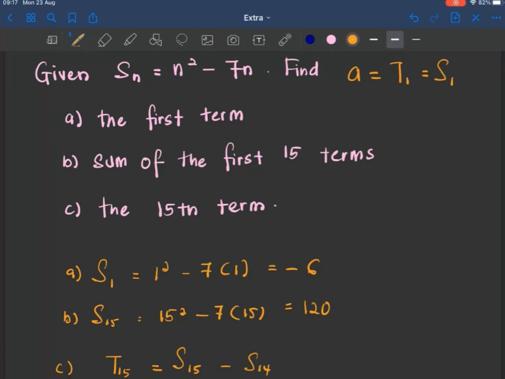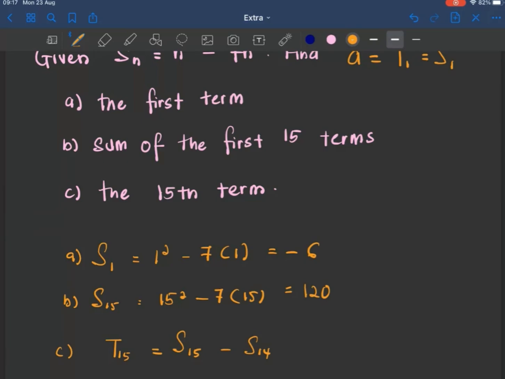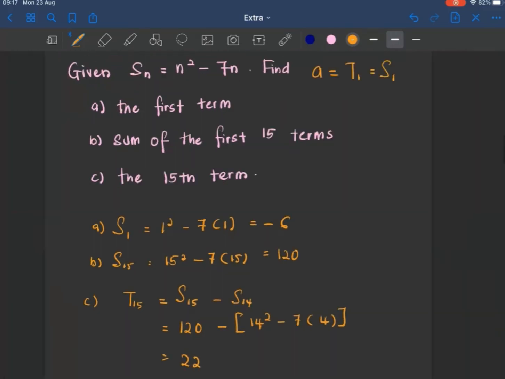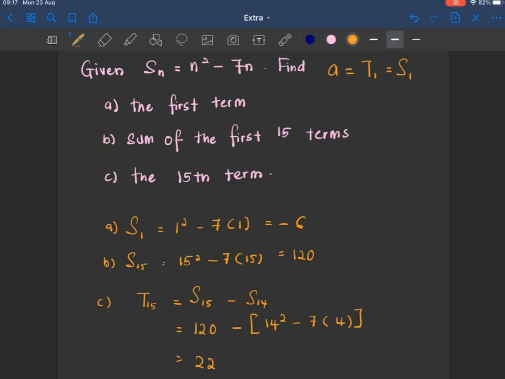Okay, so first you must take note that if the question give you sum of the first n term or Sn and ask for the nth term, kita mesti kena guna relation ni. Okay, so this one S15 kita dah dapat dah 120. So S14, kita ada 14 square minus 7 times 14. So what's the answer here? 22. Alright. Okay, so 22. Okay, so this one works for geometric dengan arithmetic. Saya nak tekankan dekat relation yang ini. So make sure semua orang nampak jelas dekat situ.